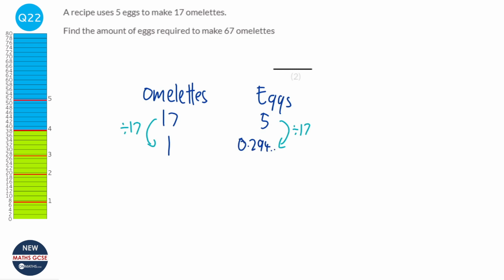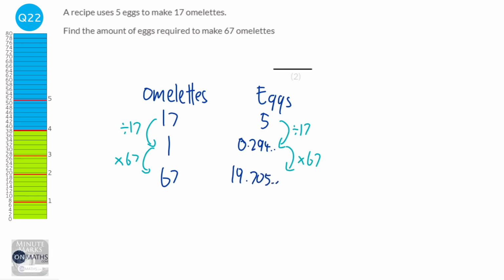Next we want to see how many for 67 omelettes. And to get to 67 from 1, times by 67, so do that to the amount of eggs, and we get 19.705 and so on. Now you can't get 0.705 of an egg, we always round with eggs, and we always round upwards, because if you need 19.7, 19 won't be enough, so we need to pick 20 eggs.